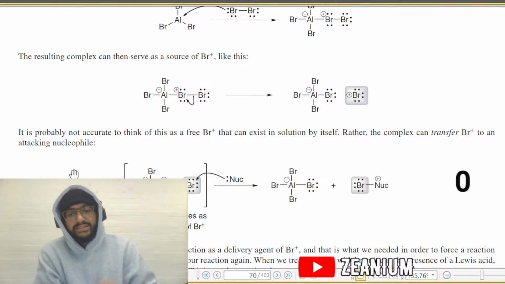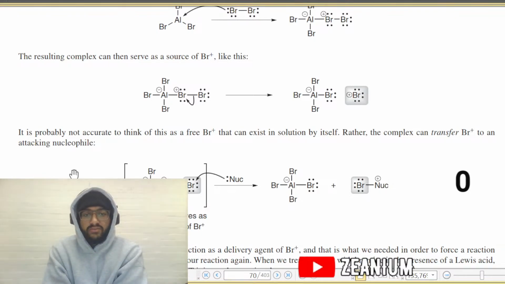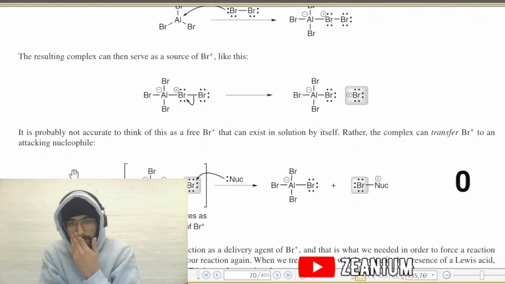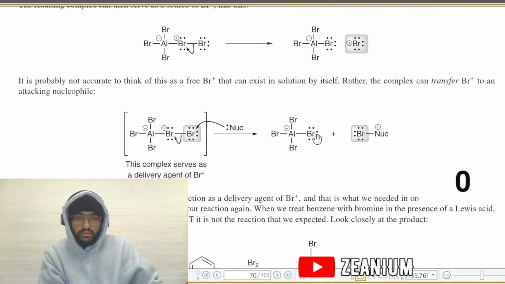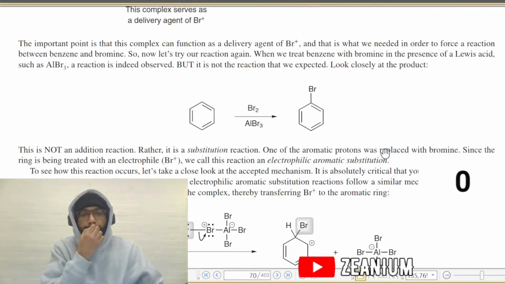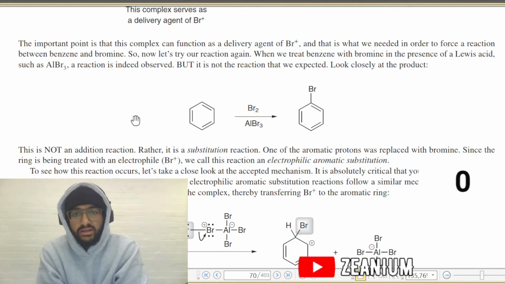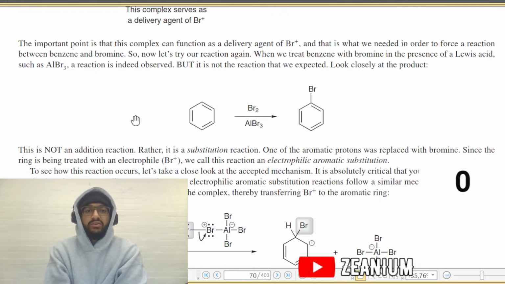It is probably not accurate to think of this as a free Br plus that can exist in a solution by itself. Rather, the complex can transfer Br plus to an attacking nucleophile. The nucleophile attacks the bromine, and the Br plus hops over. The important point is that this complex can function as a delivery agent of Br plus, and that is what we need in order to force a reaction between benzene and bromine.